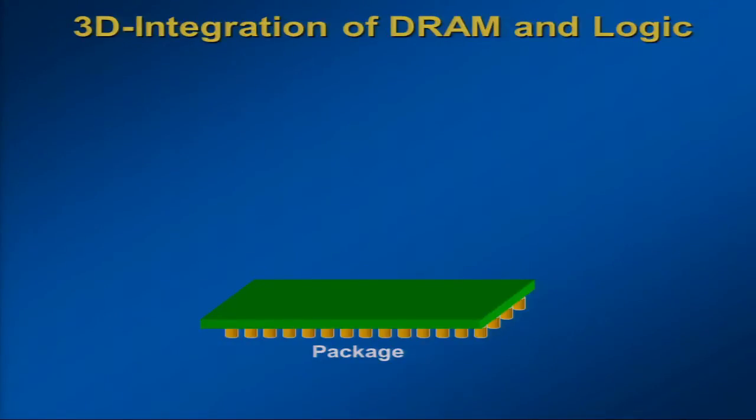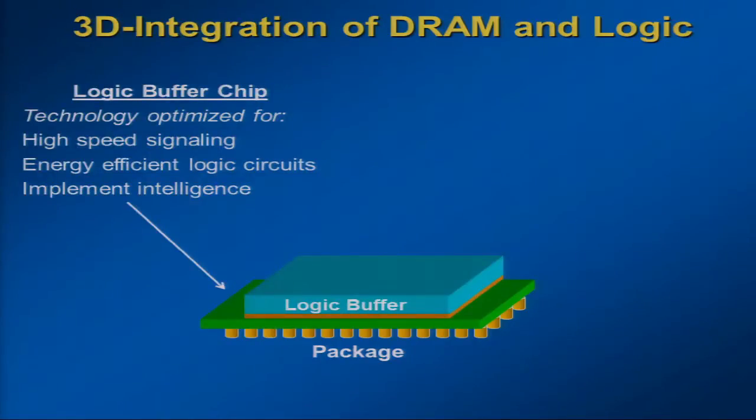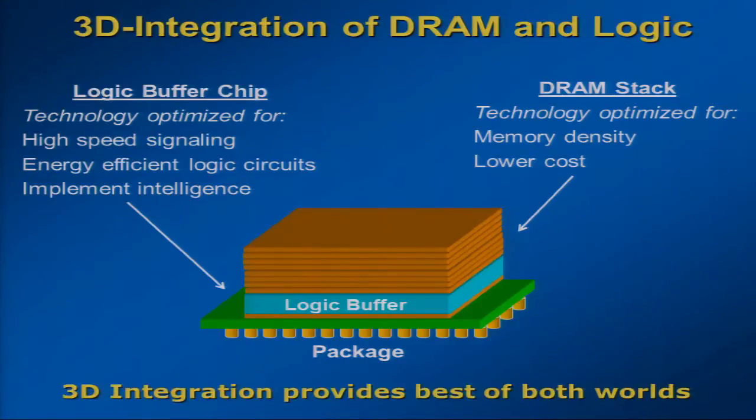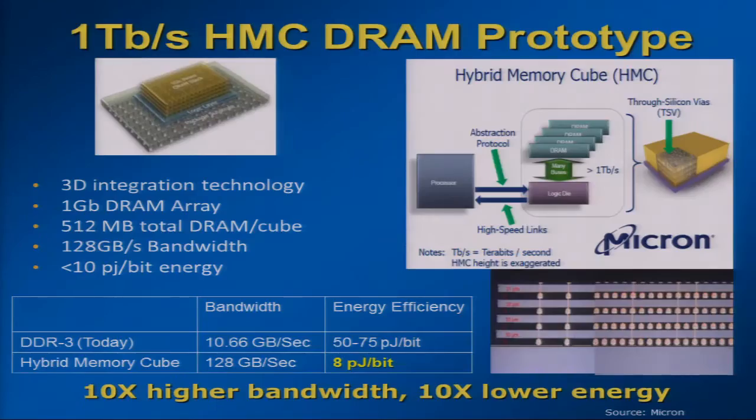This is where the 3D integration of DRAM and logic comes in, where you have a package, you have a logic buffer chip, and using the logic buffer chip, you have a technology that is optimized for logic and for the I/O signaling. You put in a stack of 3D DRAMs, and this is a DRAM technology that's optimized for lower cost and memory density. And this was an experiment using 3D that was done by Micron called Hybrid Memory Cube, and we worked with them on this one.